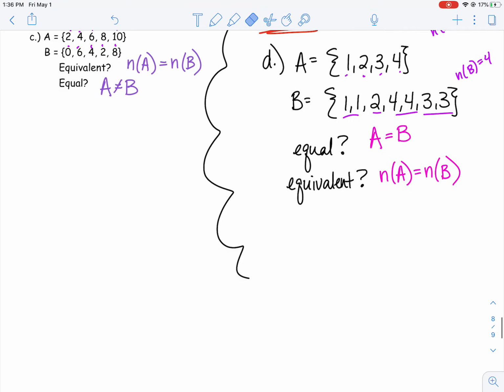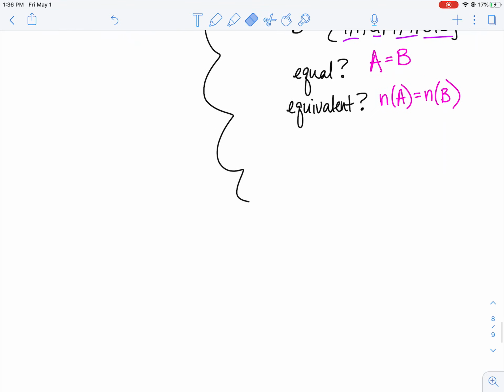All right, lots of different notation and definitions we've talked about in this section. Make sure that you go back, review, practice if you need to, watch the video again if you need to, and then make sure that you're doing all of your homework to make sure that you fully understand.